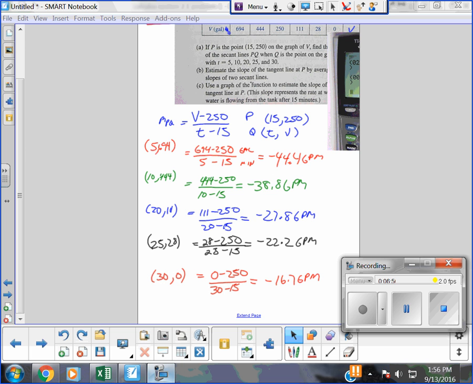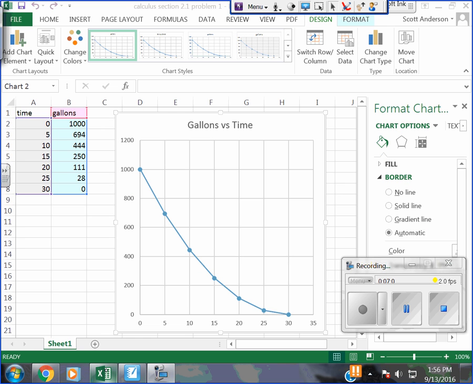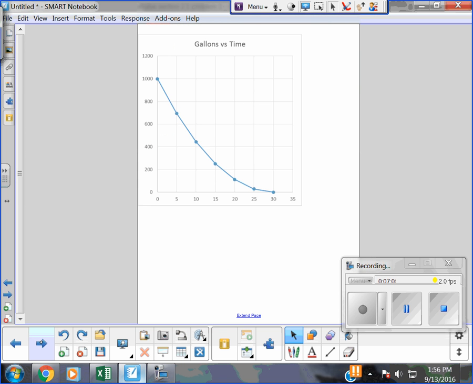It's emptying. Remember yesterday we had the graph, and today what I did is I went to Excel, and I just plugged in the little table like this, and I made the graph. I actually copied that in here. And here it is.